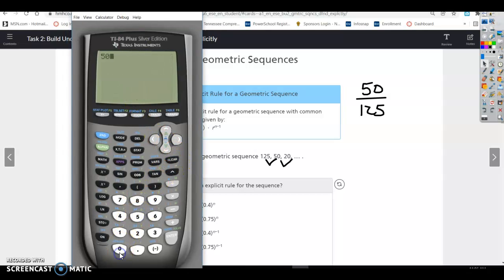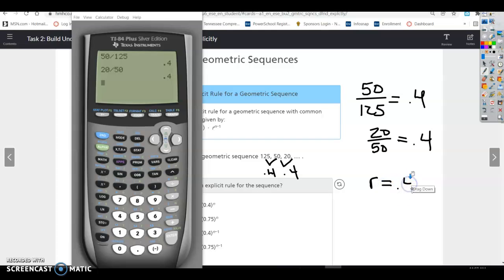that 50 divided by 125 is 0.4. We'll go ahead and check the next one. So 20 divided by 50. If it's a common ratio, it should have the same ratio. 0.4, it does. So both of these have a common ratio of 0.4. That means that our r equals 0.4.